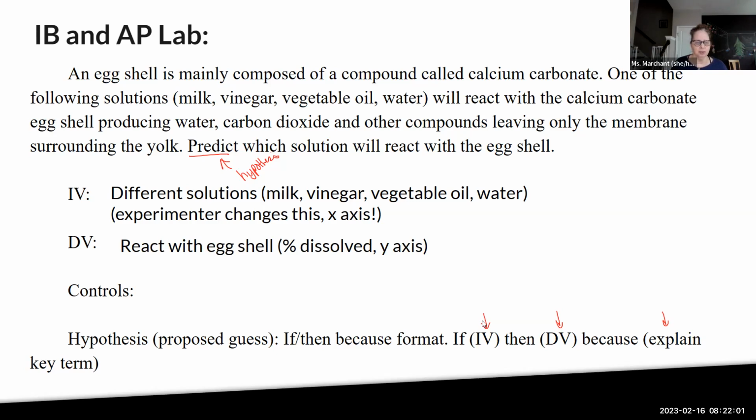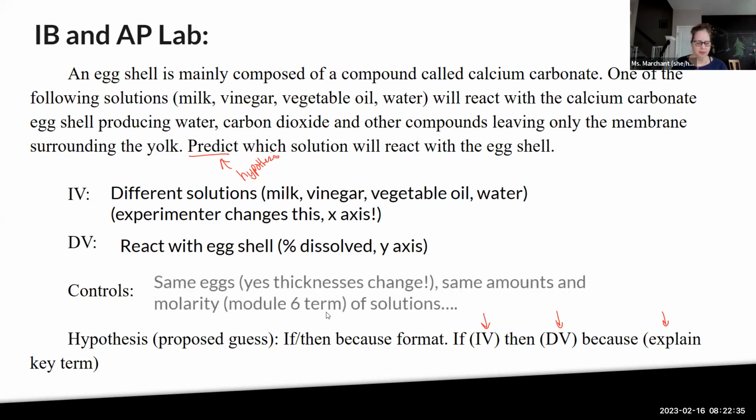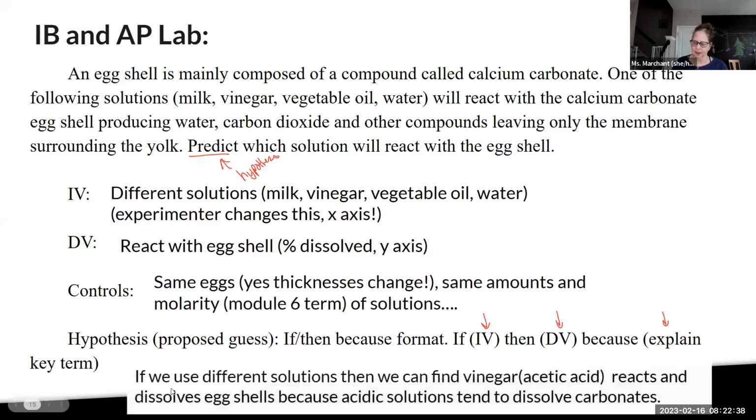If we use different solutions, milk, vinegar, vegetable oil, and water, and place an egg in those solutions, then a percent of calcium carbonate will be dissolved according to which solution is used. The vinegar would have the most percent dissolved because it's an acid. So I gave a really, really long hypothesis that way, but I still touched on all those parts. If IV, then DV, because you could even make it a little bit shorter. There is an example right there.